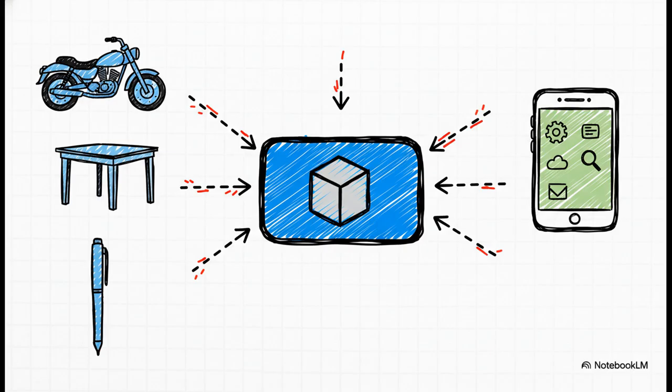The whole point of object-oriented programming is to take things from the real world, whether it's a car, a person, or even a bank account, and represent them as digital objects inside our code. And that one simple shift in thinking, it literally changed everything about how we build software.